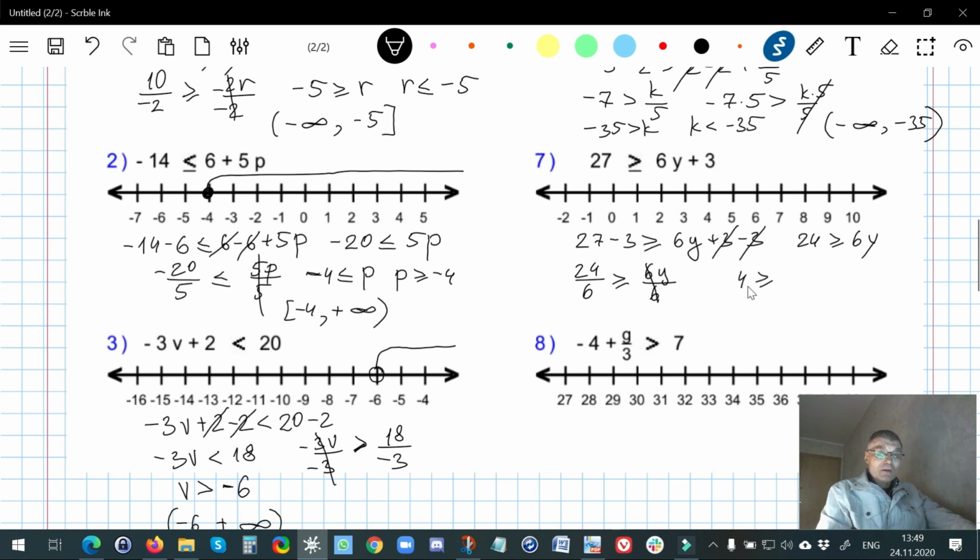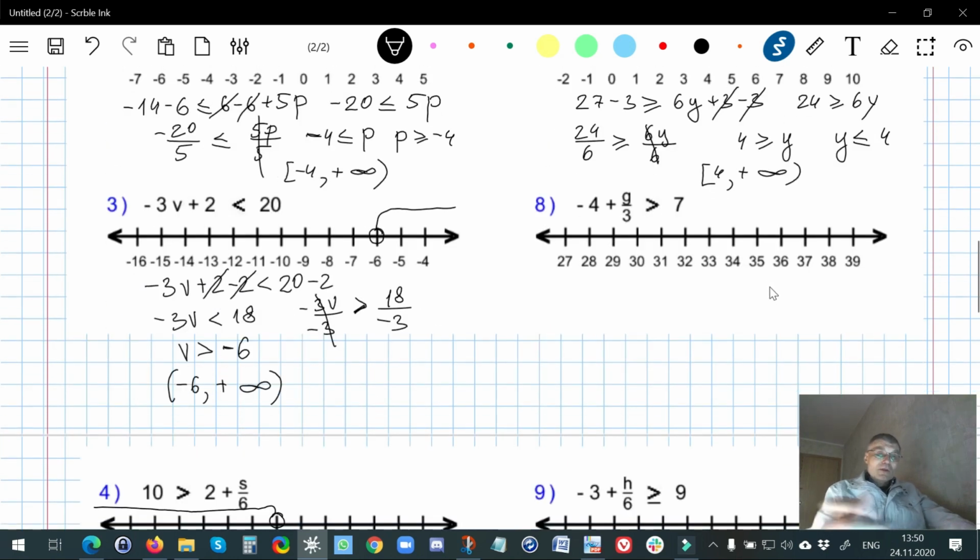4 is greater than y. It was supposed to be y. And I can also rewrite it as y is less than 4, because if 4 is greater than y, then y is less than 4. But this form is suitable for interval notation. I have to include 4, and then I have to go to positive infinity. So it will look like that.